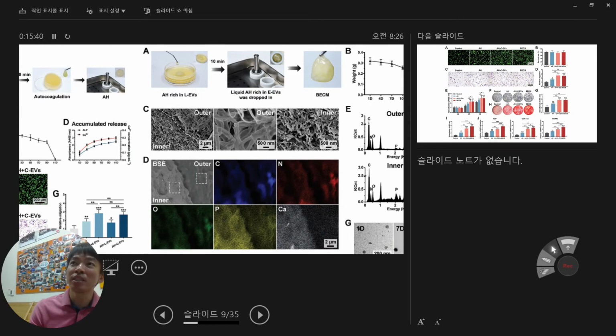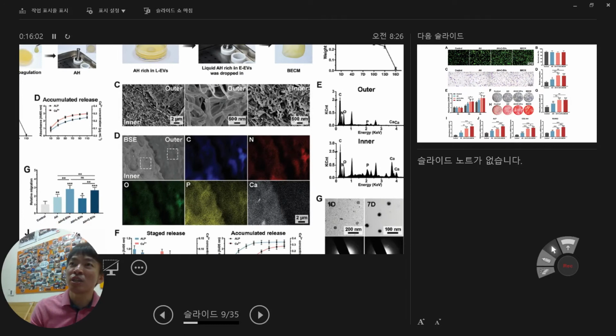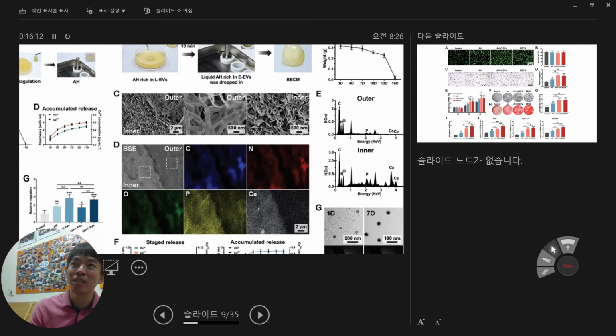And then they utilize more, so they combine this late EV and early EV together. Late EV first, they made a mixture with hydrogel, and then on the late EV embedded gel, they put early EV on the outer surface. And this is called BCM. They check the degradation, and as you can see from the outer and inner, the outer part has early EV, so less P and calcium, but the inner part has late EV, so more P and calcium. So inner part and outer part, they confirm they successfully loaded EV.